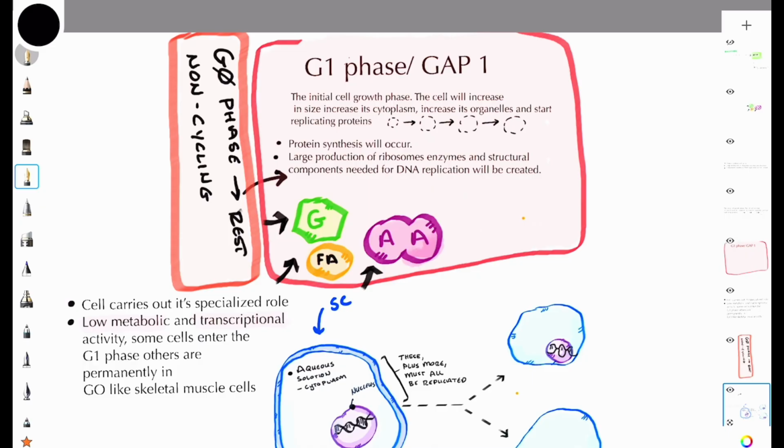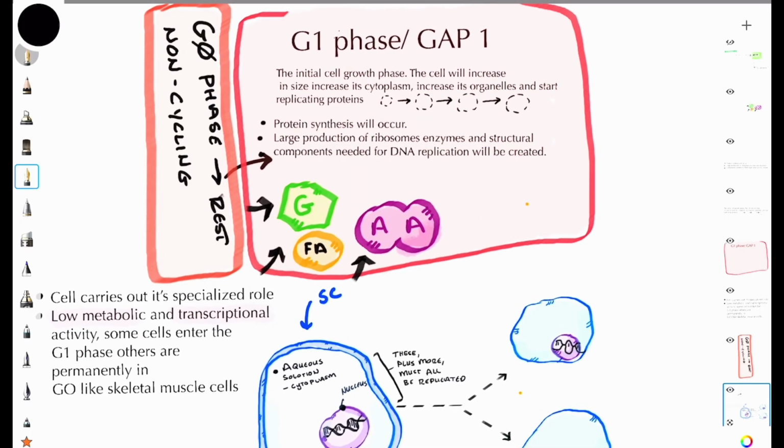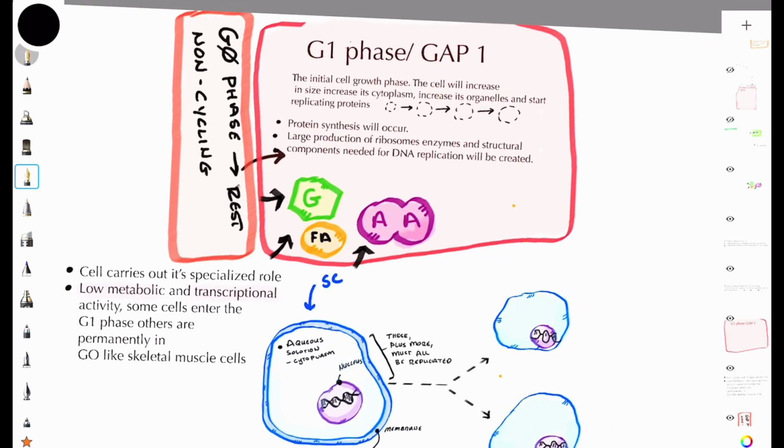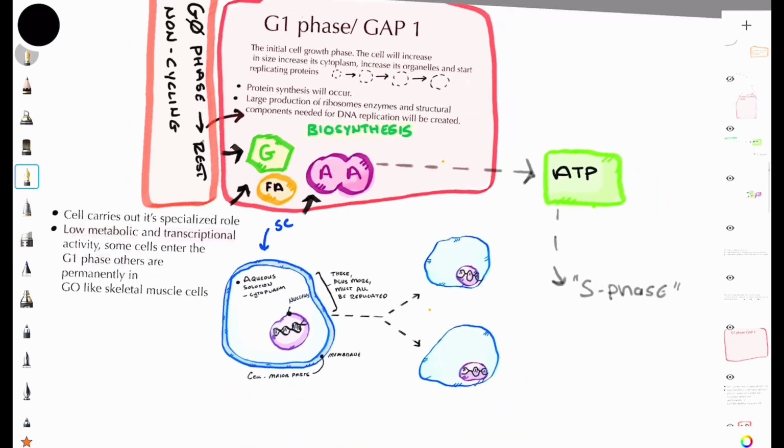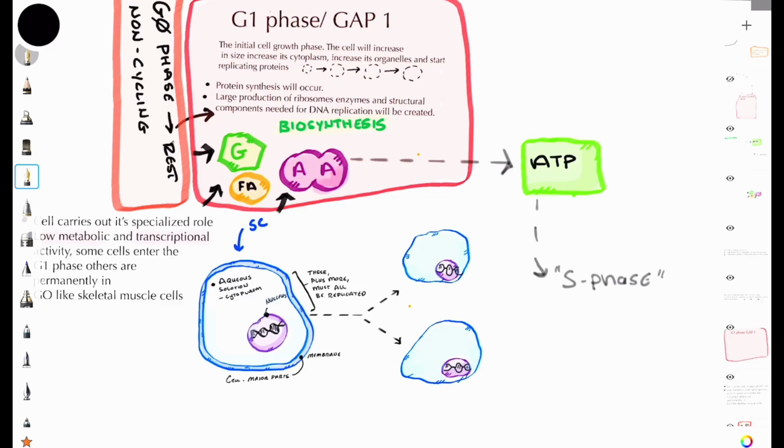So it will increase glucose uptake, it will increase fatty acid uptake, it will increase amino acid uptake. It is bringing in all of the nutrients it needs to build things like enzymes, mitochondria, ribosomes, and peroxisomes, all right? So it will increase that substrate material. And why? Because it's going to need a lot of energy. It's going to need a lot of ATP to make all of this happen.